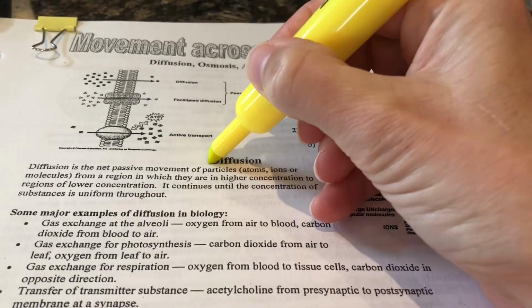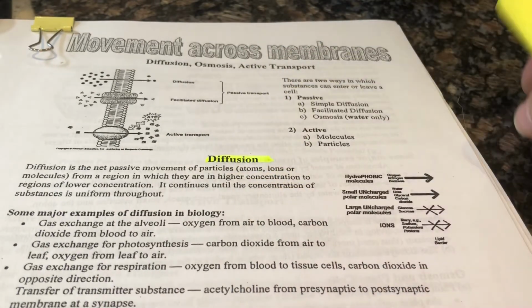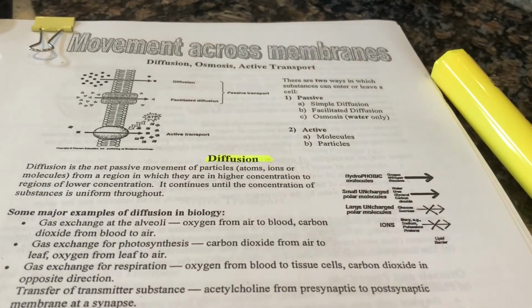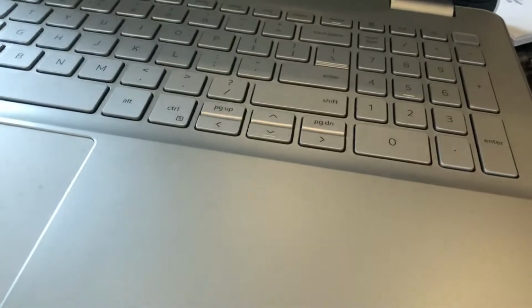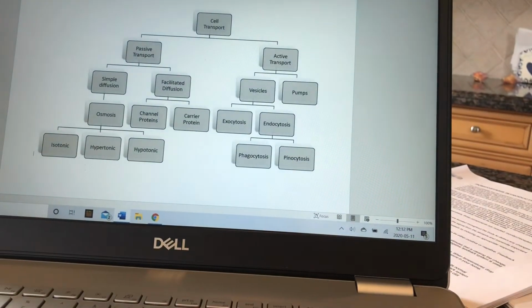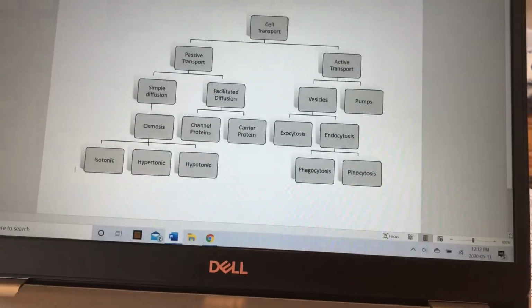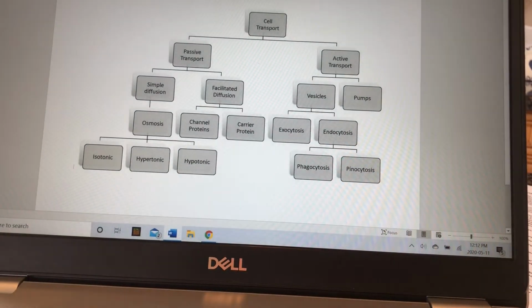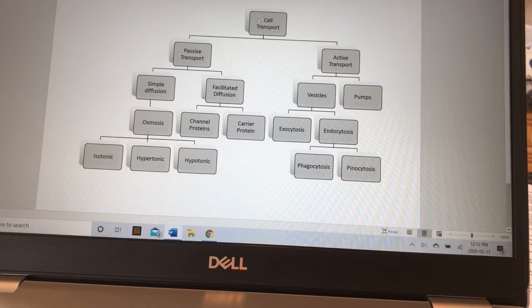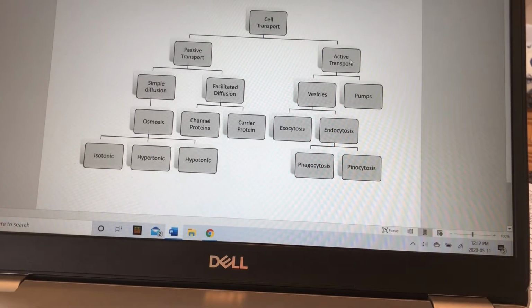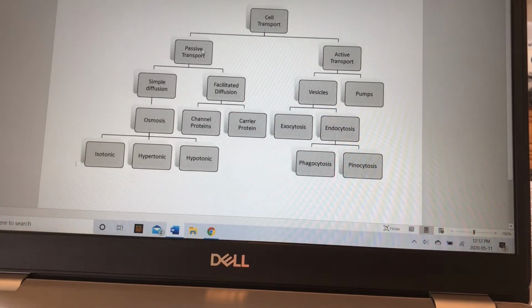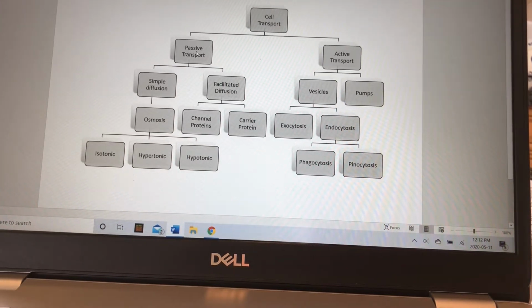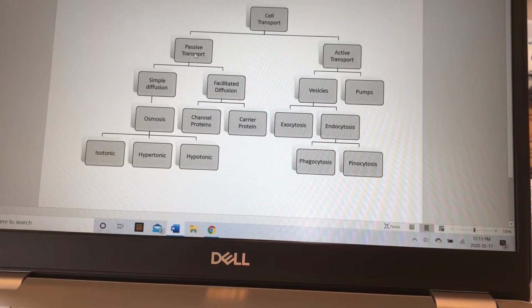One type of transport is diffusion. I just want to show you something. I'm going to move up to my computer here and show you the screen. You have this picture, which you also currently have on your LMS page. Cell transport can be divided into passive and active transport. I'm going to start the lesson with passive transport, and we'll highlight the fact that it doesn't require energy. As we go through this note, keep this in the back of your mind.